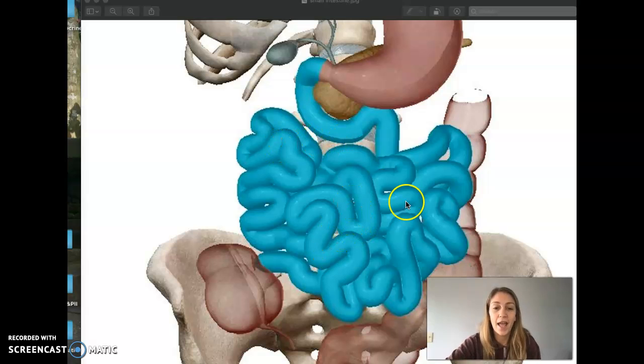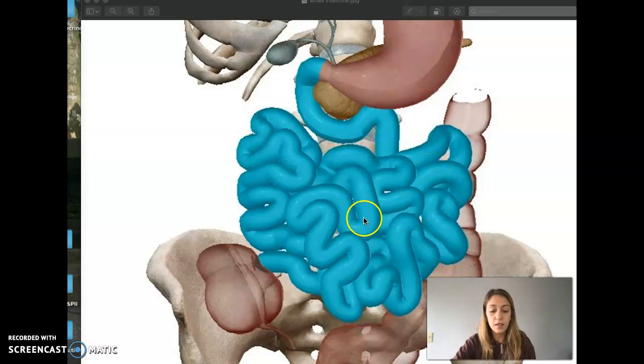And the main function of the small intestine is this is where most of the digestion and absorption really take place. So the most digestion happens here, and then the nutrients are absorbed through the walls and transported throughout the body to tissues and cells that need it.